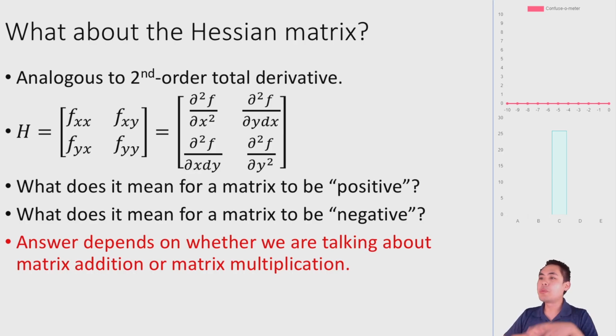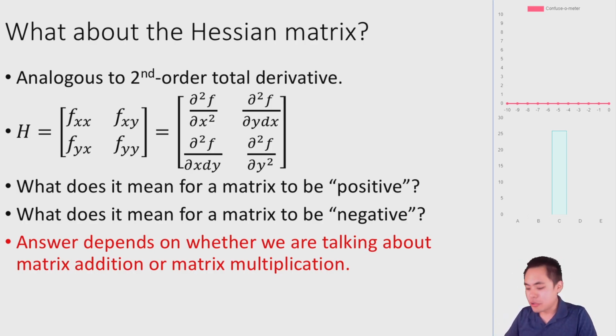But when we're talking about matrices, we're often talking about their action via multiplication on a vector. We talked about how matrices can be thought of as transformations of vectors via matrix multiplication. And so if we're talking about matrix multiplication, it turns out that what it means to be positive is slightly different.